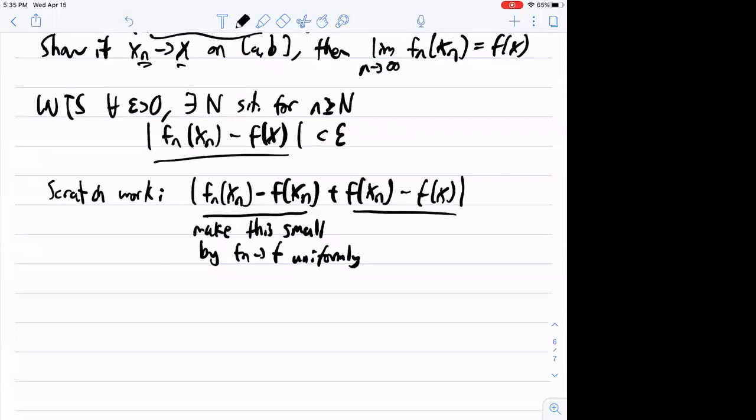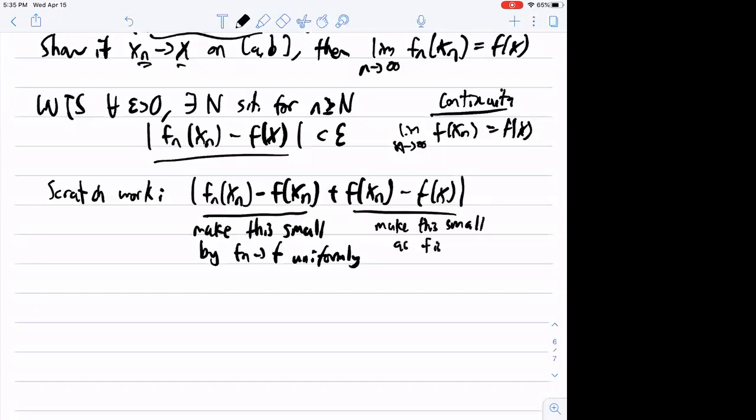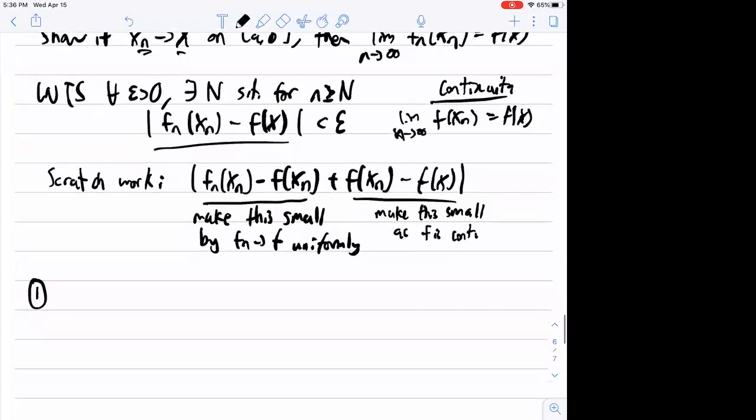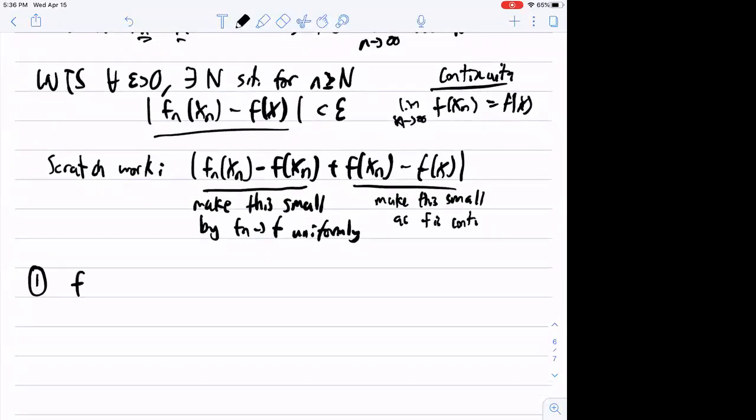If you recall what continuity means, it means this: the limit as n goes to infinity, for any sequence, this is true. That's the sequence definition for continuity. So we can make this small as f is continuous. Okay, is everyone good with the plan of attack here? Yeah? Okay, so let's get started. We'll need two things. I'll write it out, and then I'll let you all figure out why I chose certain stuff.